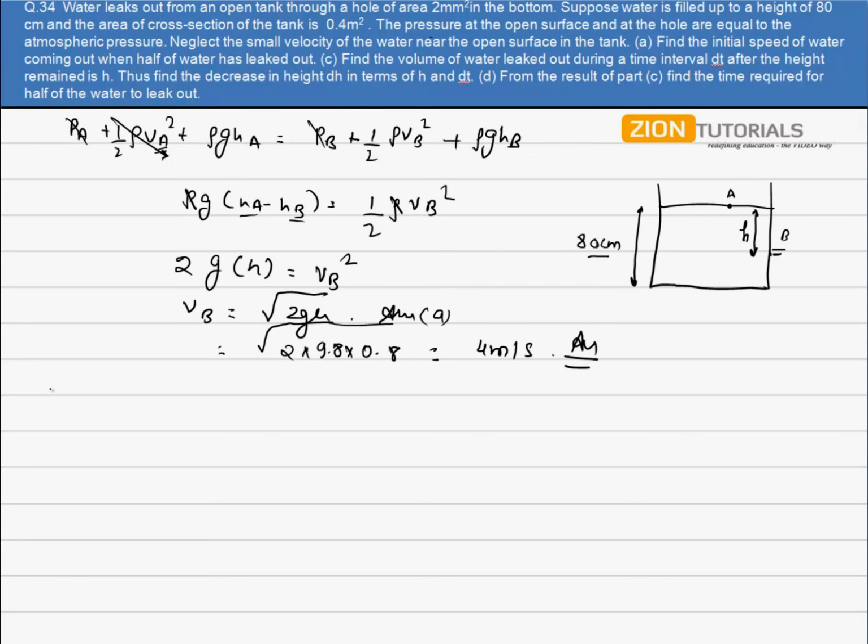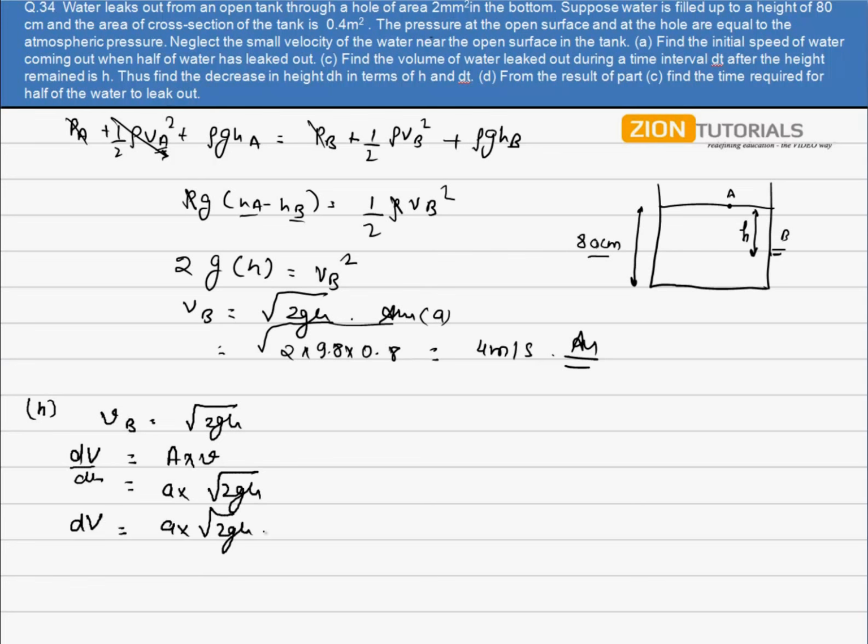In the second part, I have to calculate the volume of the water leaked out during a time interval dt after the height remaining is h. So if the height remaining is h, the velocity of efflux, that is the velocity at point B, is given by the square root of 2gh, and we know that the volume flow rate is given by area into velocity. So the area of the orifice is, let's say, small a, and the velocity is the square root of 2gh. So this is my volume flow rate, that is dV by dt. So the volume that flowed in a time dt is given by a times the square root of 2gh times dt.